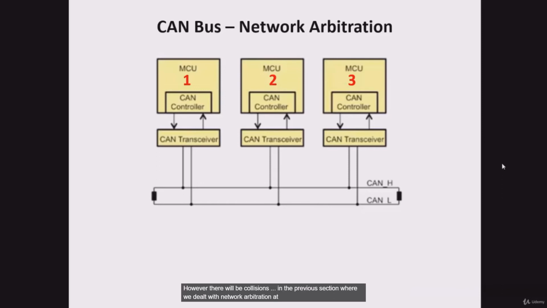In the previous section where we dealt with network arbitration at a high level, I showed you how when there is a collision, one or more of the nodes, the CAN bus nodes, will back off a certain amount of time until they test the bus again to see if there's any bus activity or if it's gone idle, right? And the ones that will back off are the ones with the lower priority. The ones with the higher priority, the one with the highest priority would continue transmitting. So it's non-destructive collision detection.